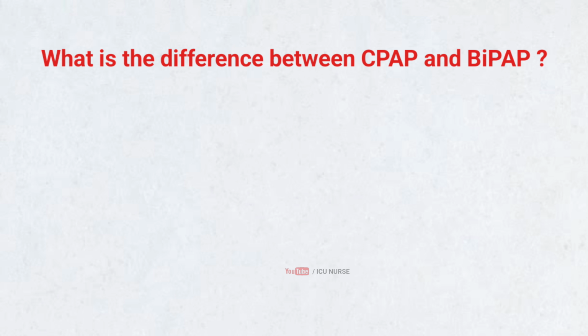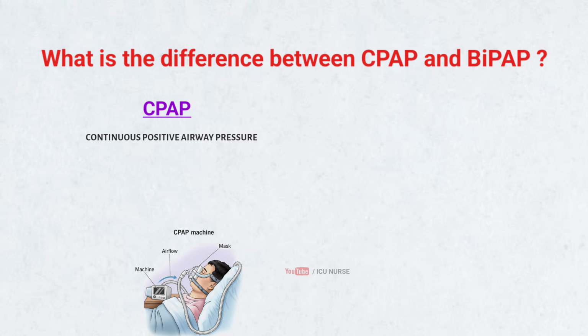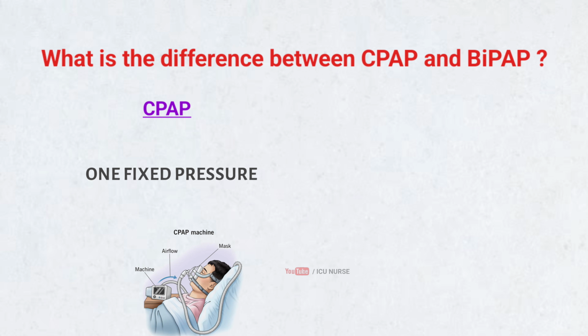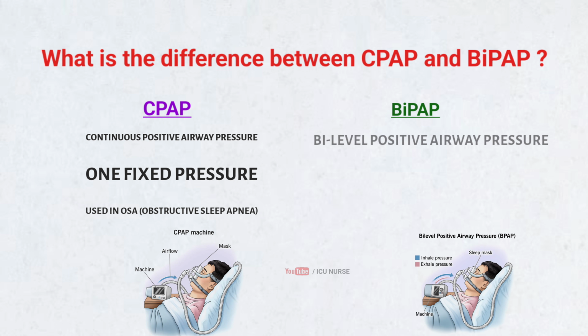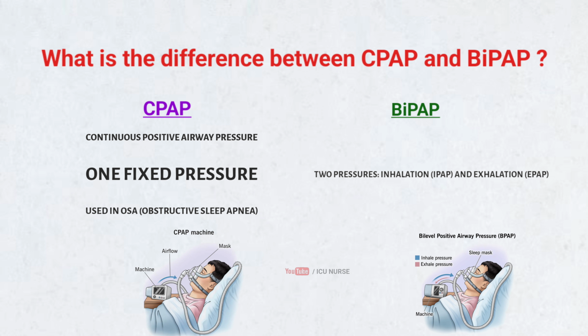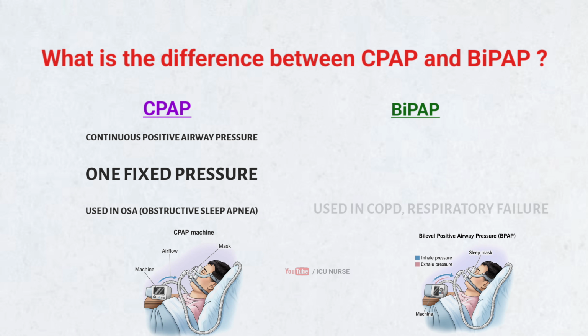What is the difference between CPAP and BiPAP? CPAP, continuous positive airway pressure. This has one fixed pressure. It is used in obstructive sleep apnea. BiPAP, bilevel positive airway pressure. It has two pressures, inhalation IPAP and exhalation EPAP, used in COPD, respiratory failure.